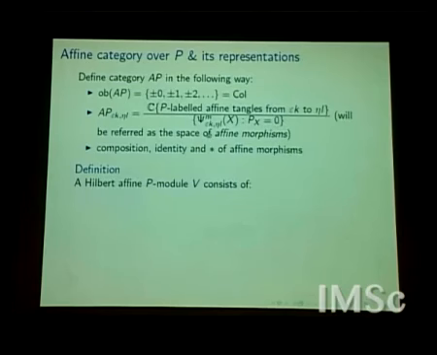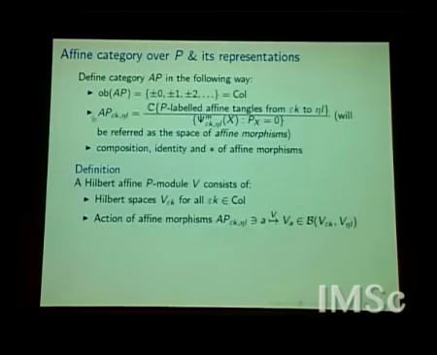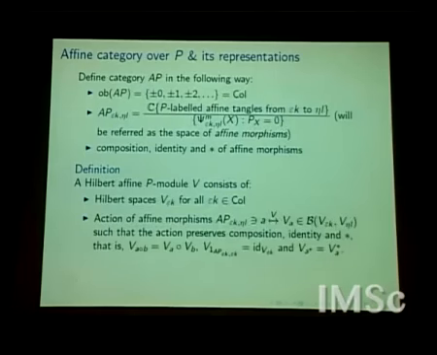Now what is a Hilbert affine P module? These are the actual things which we worked on. A Hilbert affine P module is a collection of Hilbert spaces for each color epsilon k, and for each affine morphism A in the affine morphism space going from epsilon k to eta l, there is an action V sub A, which is a bounded linear operator from V epsilon k to V eta l, such that it preserves composition, identity, and the star. Which means V of A composed with B is V A composed with V B, V of the identity is the identity of the particular V epsilon k, and V of A star is V A whole star. Okay. So it is like a star functor from the category AP to the category of Hilbert spaces.